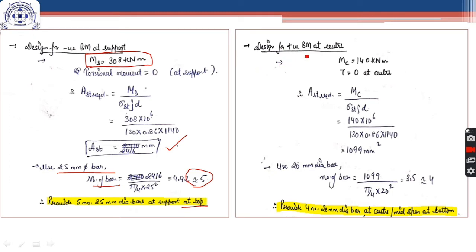Similarly, positive bending moment design is done, and we are getting 4 bars, which are provided at the center or midspan of the circular beam at the bottom. So this is how the bending moment reinforcement is designed.